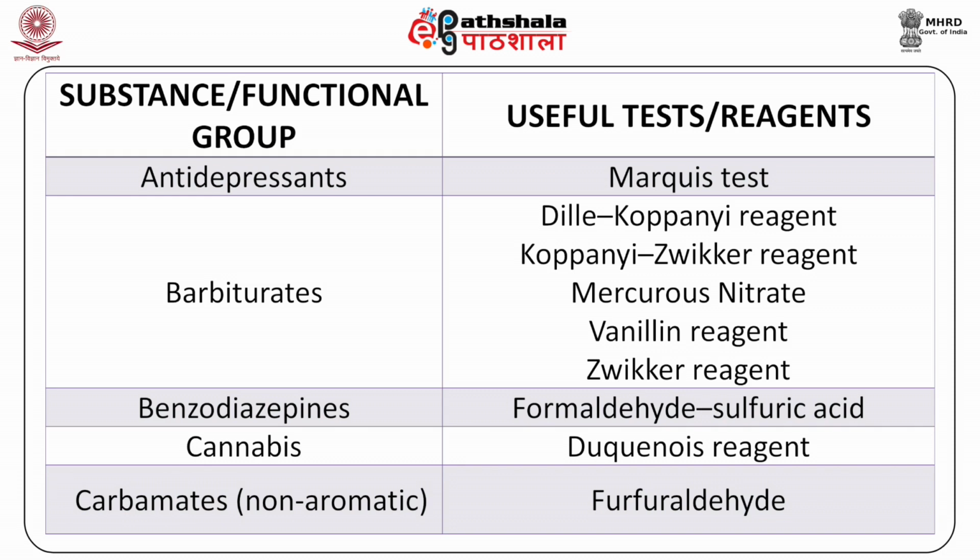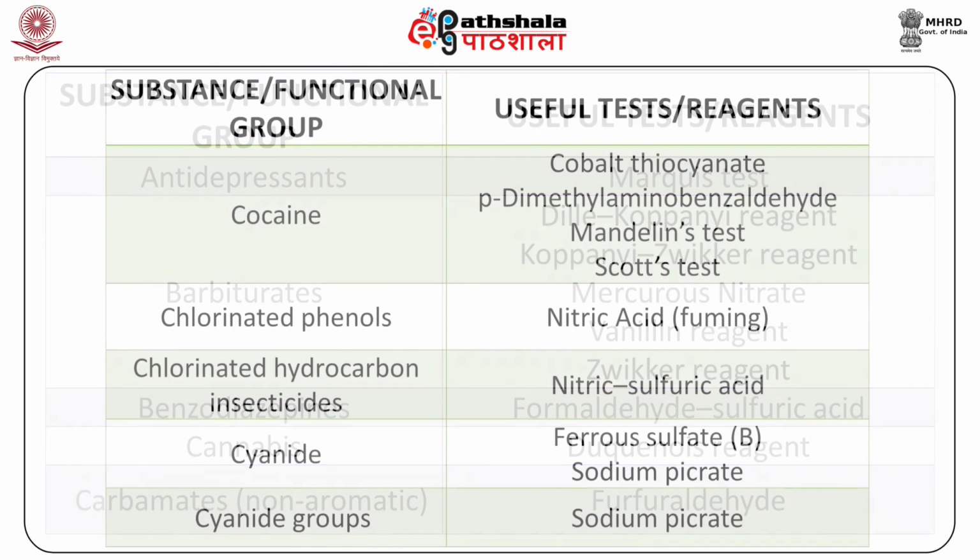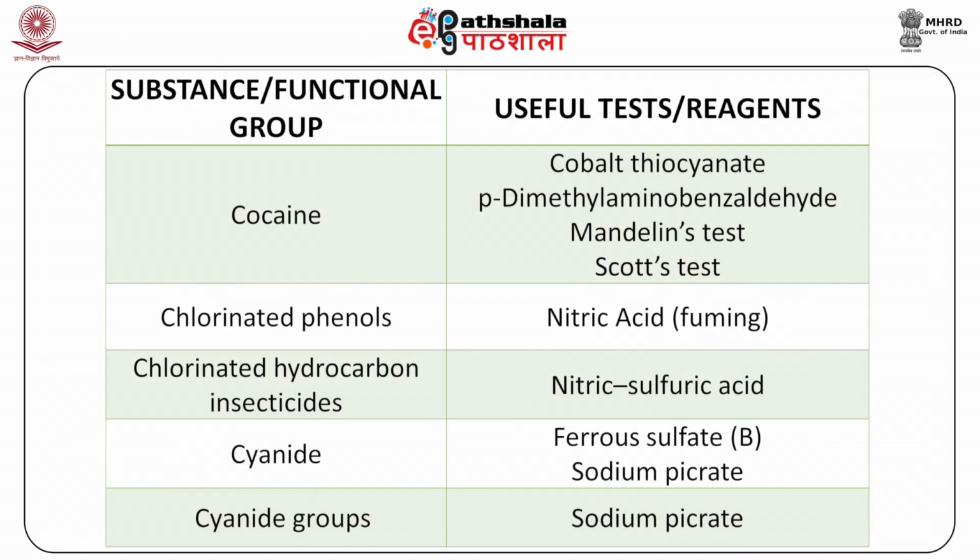For benzodiazepines, formaldehyde and sulfuric acid. In case of cannabis, it is Duquenois reagent that is used. For non-aromatic carbamates, furfural-aldehyde. Next is cocaine, that is cobalt thiocyanate test or the para-dimethylaminobenzaldehyde or Mandelin's test or Scott test. For chlorinated phenols, it is nitric acid, fuming nitric acid.